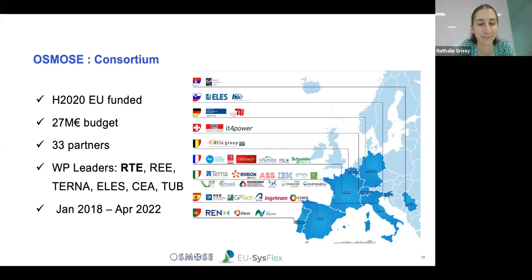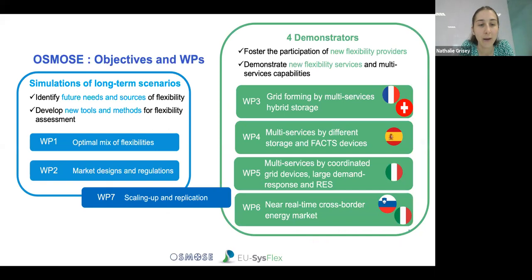About the content of our project now. First, on the left part of the slide, we have simulations of long-term scenarios in order to identify future needs and sources of flexibility, and also develop new tools and methods for flexibility assessment. We have two work packages dealing with that. On the right side of the slide, you can see that we have four large-scale demonstrators where we want to foster the participation of new flexibility providers and demonstrate new flexibility services and also multi-service capabilities. These four demonstrators are led by transmission system operators. And in between, we have work packages dealing with scaling up and replication of our work. So next slide, please.